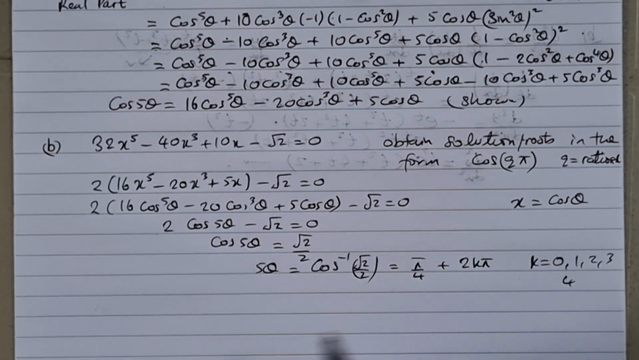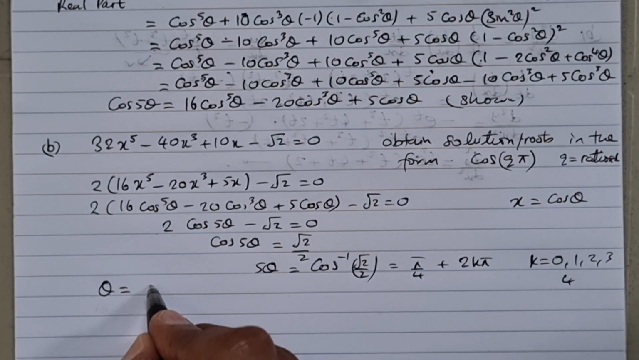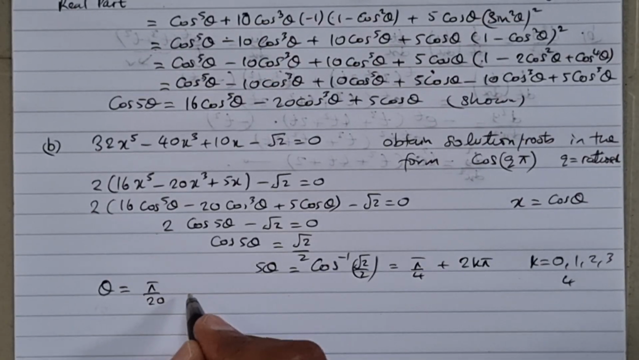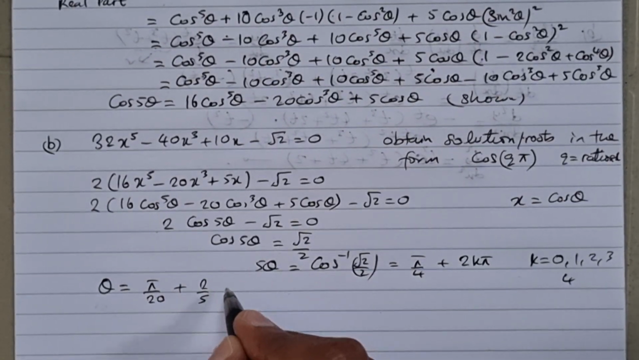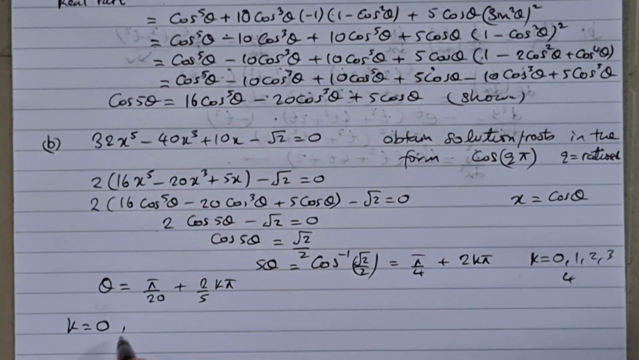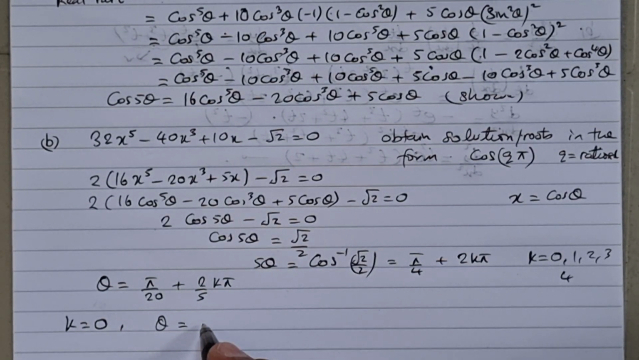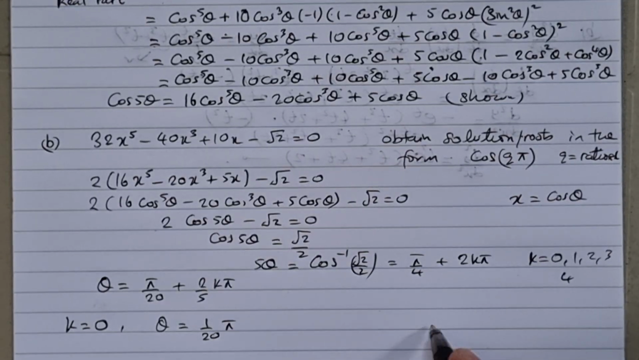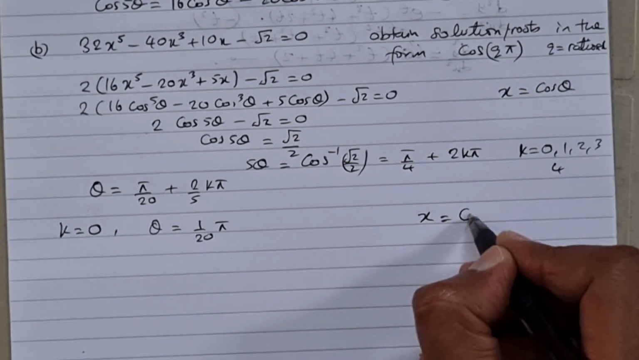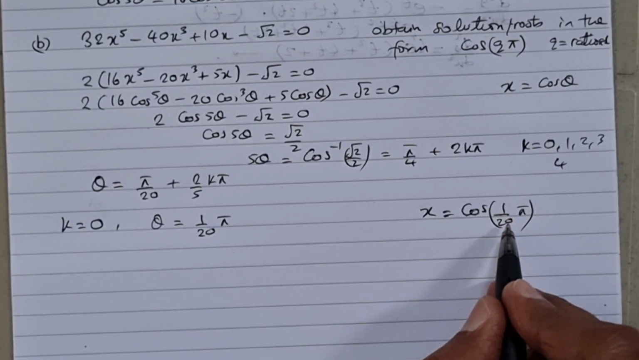And so for the first solution, I'm going to say theta is equal to pi over 4 divided by 5, which is pi over 20, so pi over 20 plus 2 over 5 of k pi. Now when k is equal to 0, we put 0 here. I've got theta as pi over 20, which is 1 over 20 pi. Therefore, my first solution is x is equal to cos of 1 over 20 pi. This is an irrational number.